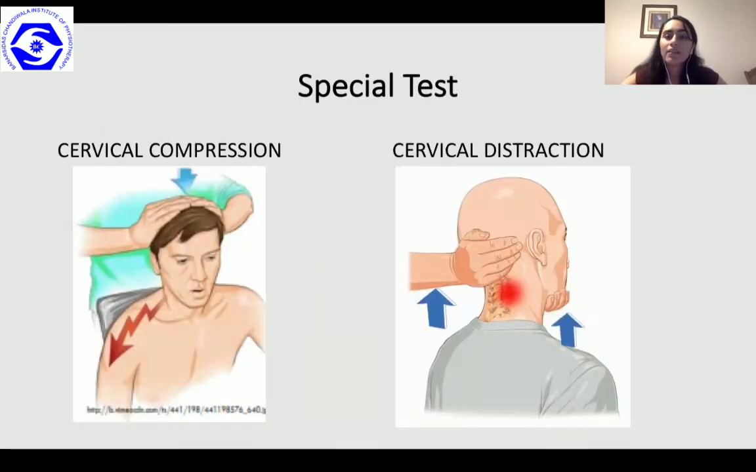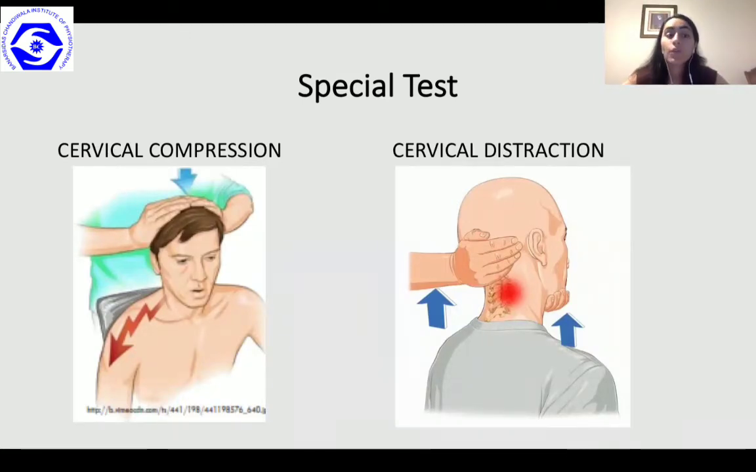And then we will do this special test for the cervical spine. So first of all, you know that there is a cervical compression test. This is to determine the integrity of the cervical nerve roots at the level of your spine. So you'll take the patient in a sitting position, and then you will apply pressure. And so when you apply pressure downwards, the cervical nerve roots are compressed.